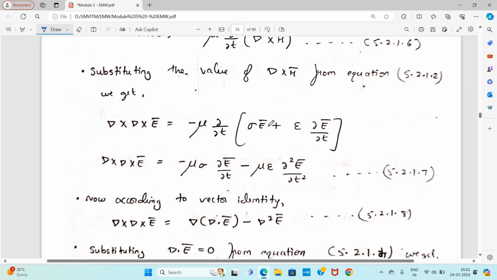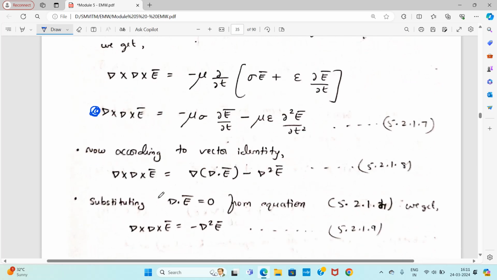And then open the bracket and multiply. You will get minus mu sigma dou E by dou T, and minus mu into epsilon, dou by dou T into dou E by dou T becomes dou square E by dou T square, double differentiation. And on the left hand side, we are using the vector identity. You have seen this equation even before. If you are taking the double curl, that is del cross del cross E, then it can be written as del of del dot E, divergence, minus del square E. So this is the vector identity you need to remember.